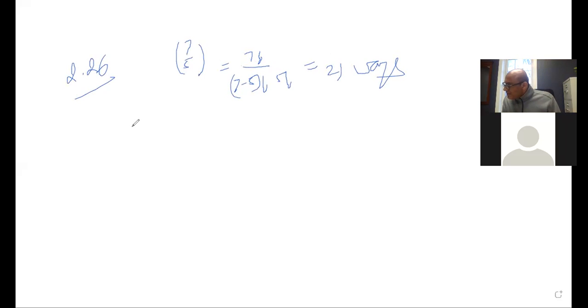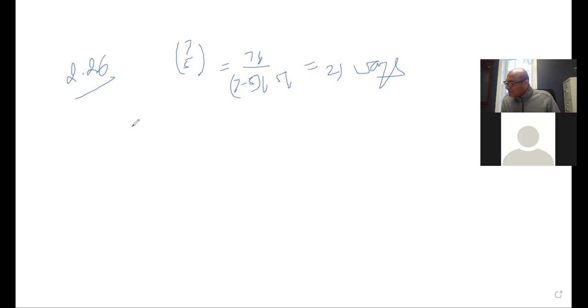2.26. So it says that there are 7C5 ways, and 7C5 is equal to 7 factorial divided by 7 minus 5 factorial times 5 factorial, and that is equal to 7 times 6 is 42 divided by 2, so it is 21 ways. So 21 ways are there. Second part is, if the person never drinks and always eats breakfast.